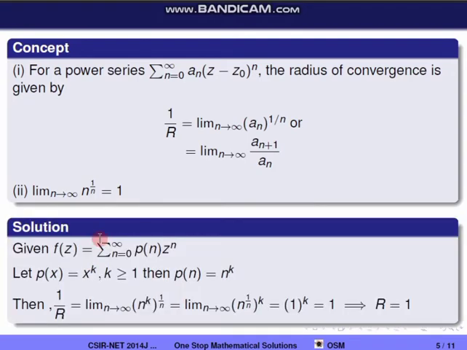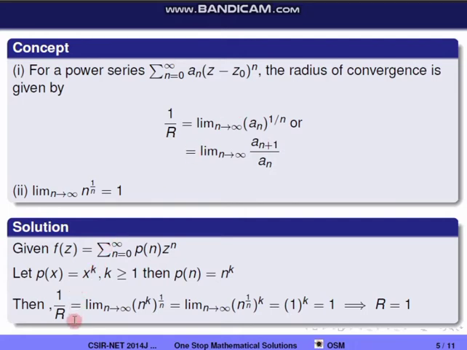So we have given p to be the polynomial of variable x of degree k. So I'm taking p of x to be x power k, where k is greater than or equal to 1. Therefore, we can write p of n as n power k. So the given power series is f of z is equal to sigma n is equal to 0 to infinity p of n times z power n. So to find the radius of convergence, I am using here the first formula.